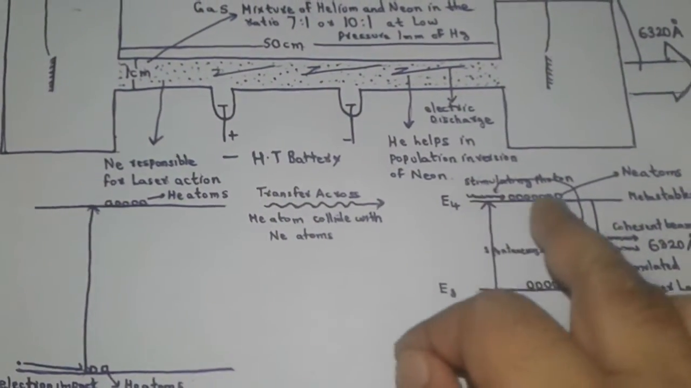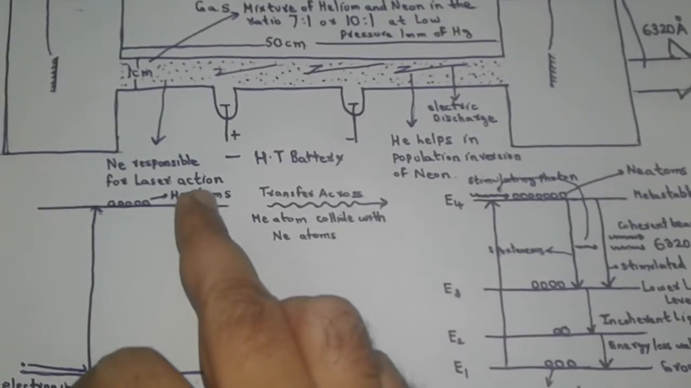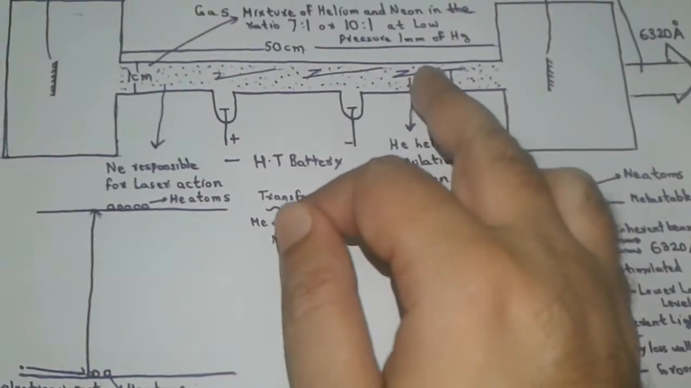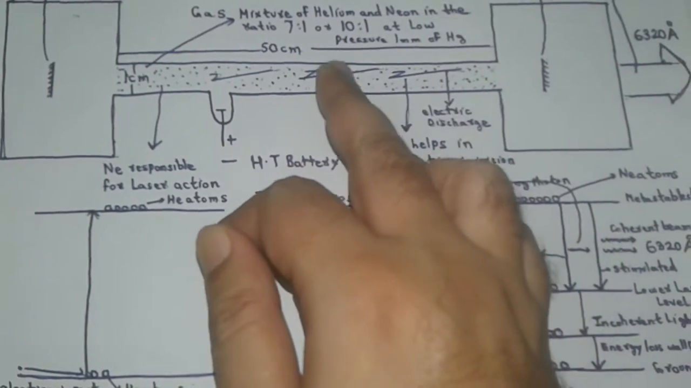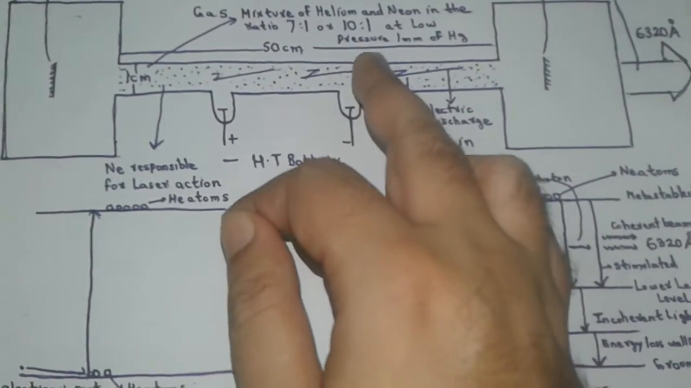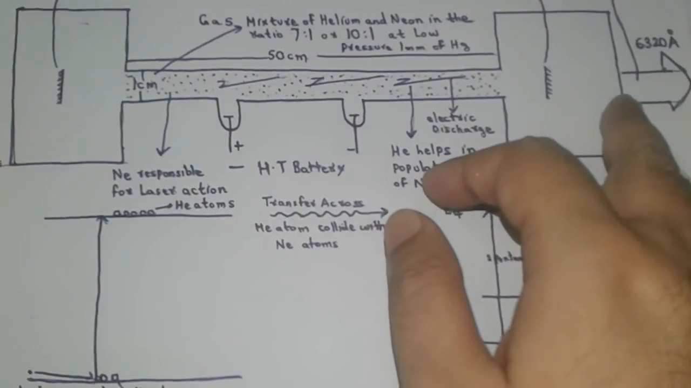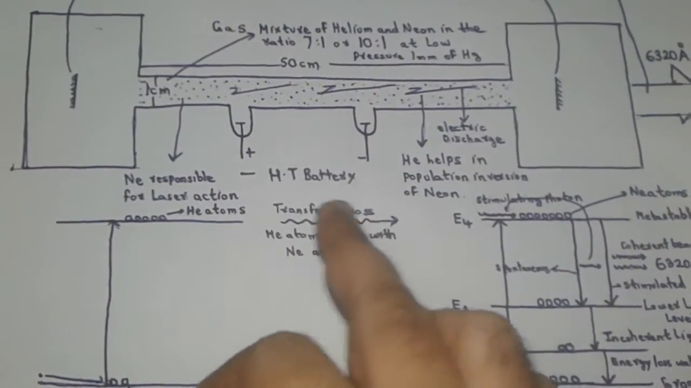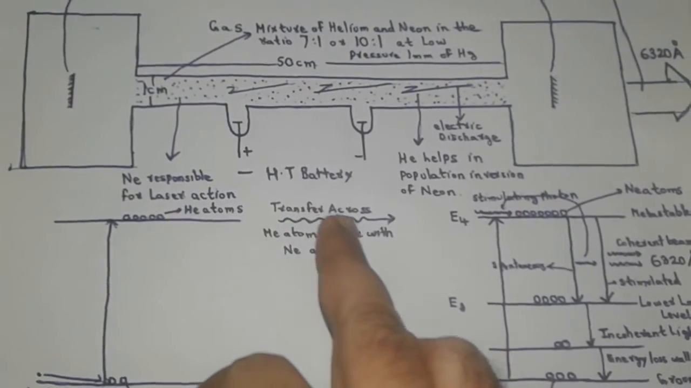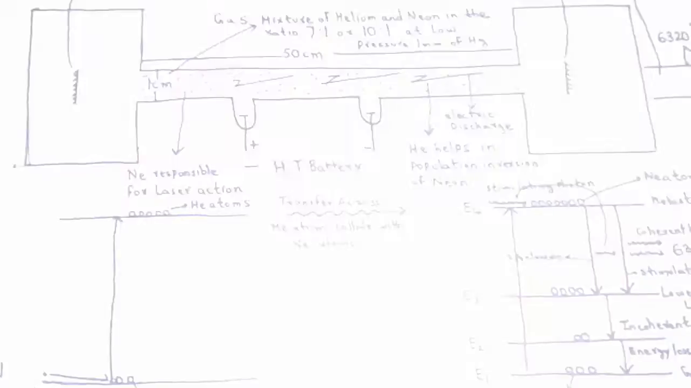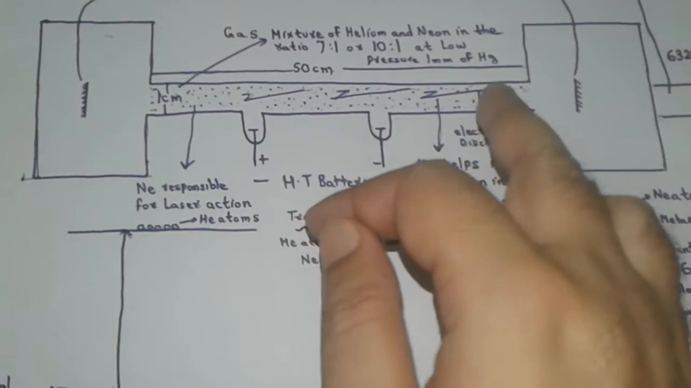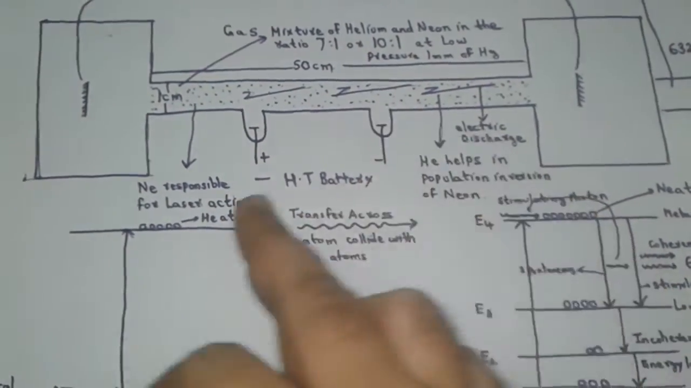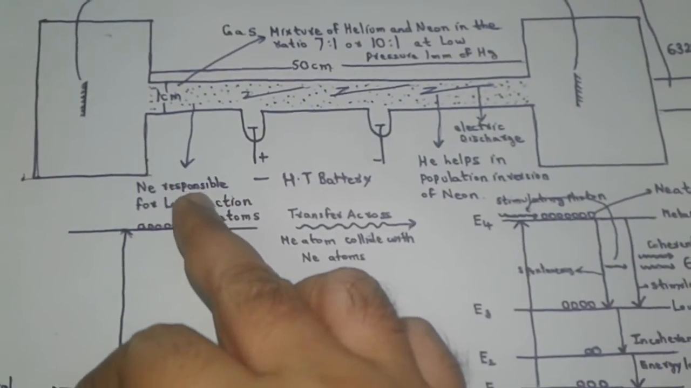The metastable state of neon is almost similar to that of the helium. That is the reason why we take the mixture of helium and neon gas as the active medium for the generation of helium neon laser. The technique of pumping involved in this case is transfer across pumping. Thus, the role of the helium atom is to cause the population inversion of neon, and the neon atom is responsible for laser action.